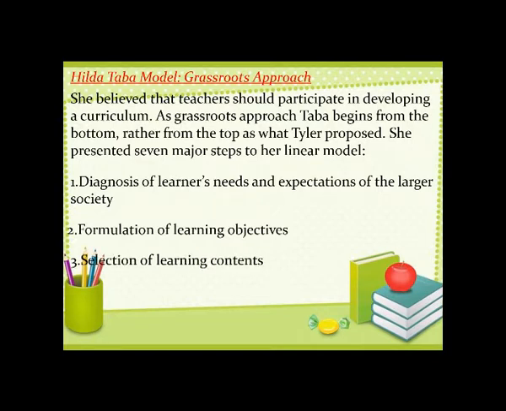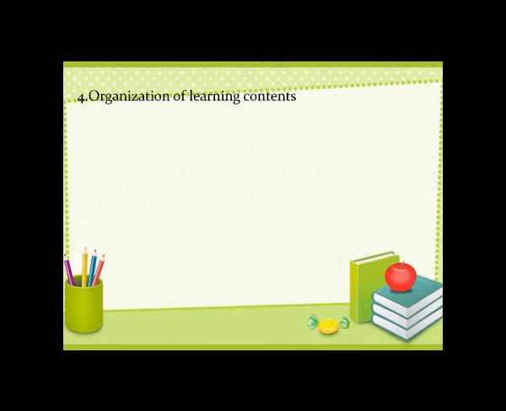Number 3, selection of learning contents. Not only objectives and content should match, but also the validity and significance of the chosen content need to be determined. Number 4, organization of learning content. A teacher must organize it in a particular sequence, taking into consideration the maturity of learners, their academic achievement, and their interest. Number 5, selection of learning experiences.